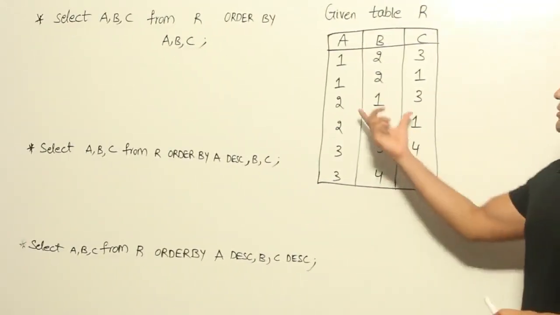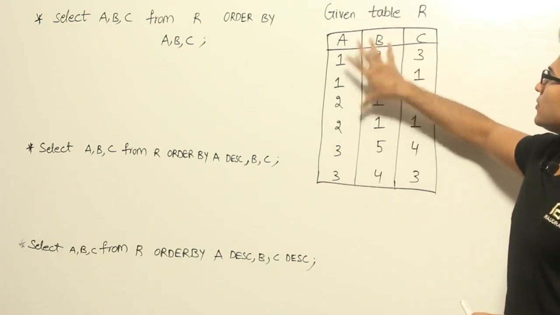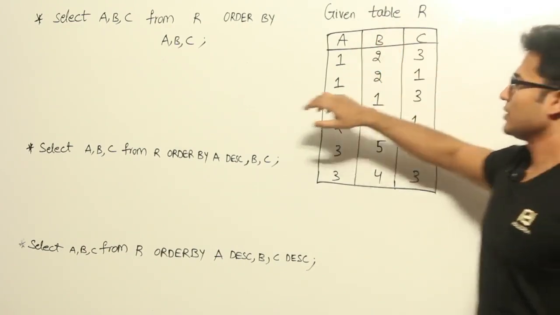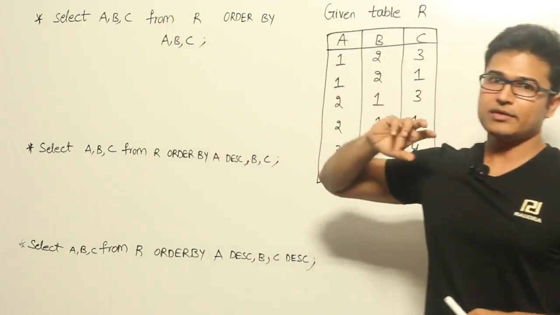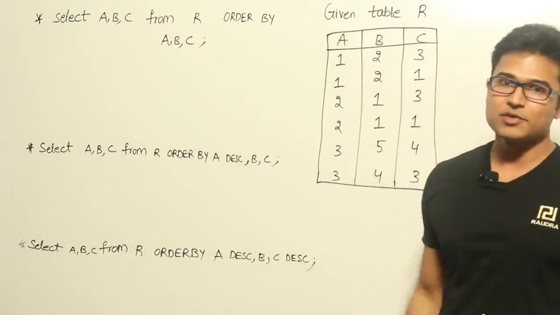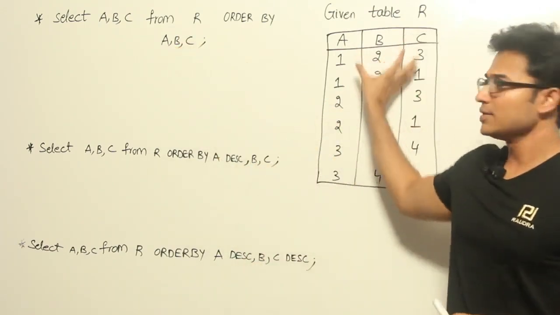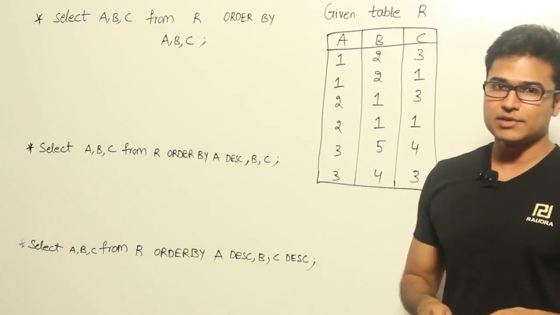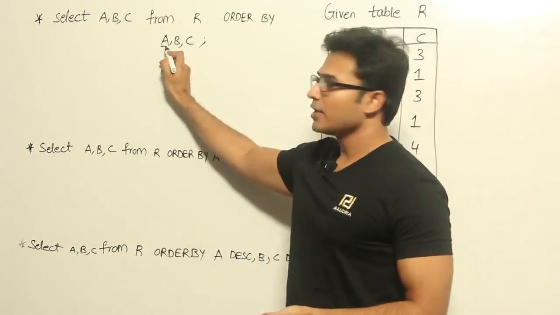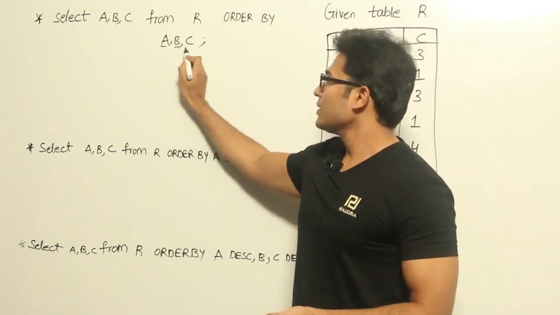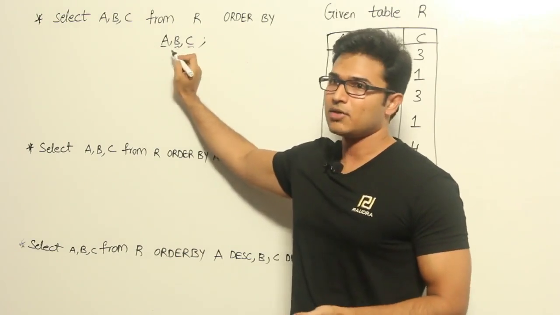Now assume that this is the table given. Given the table R, the query is: select A, B, C, which means we are supposed to select all the attributes A, B, C from table R, order by A, B, C. So we are going to order this using A, B, C. The top priority is given to A, then B, and then C, and nothing is specified here, therefore we are going to use ascending order.